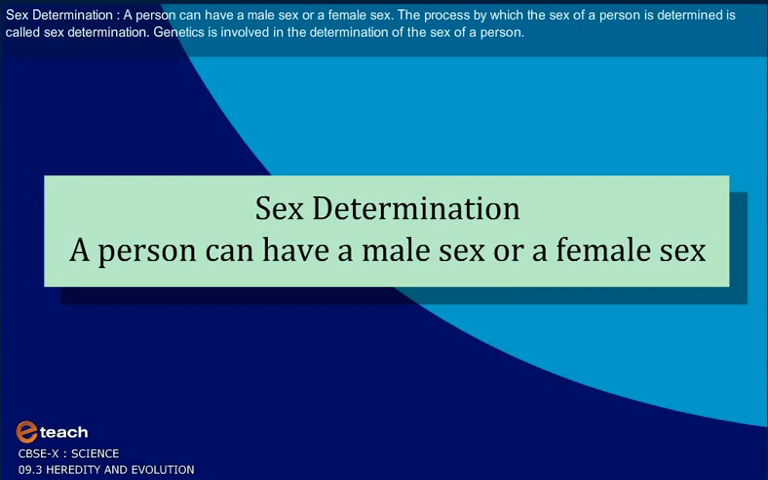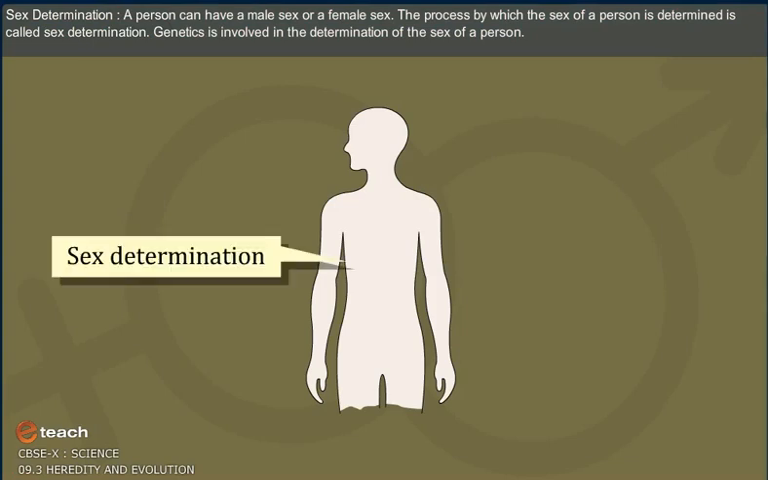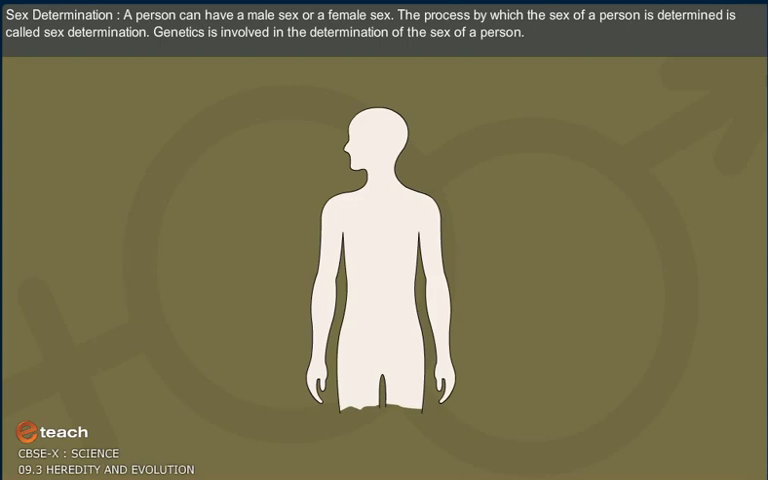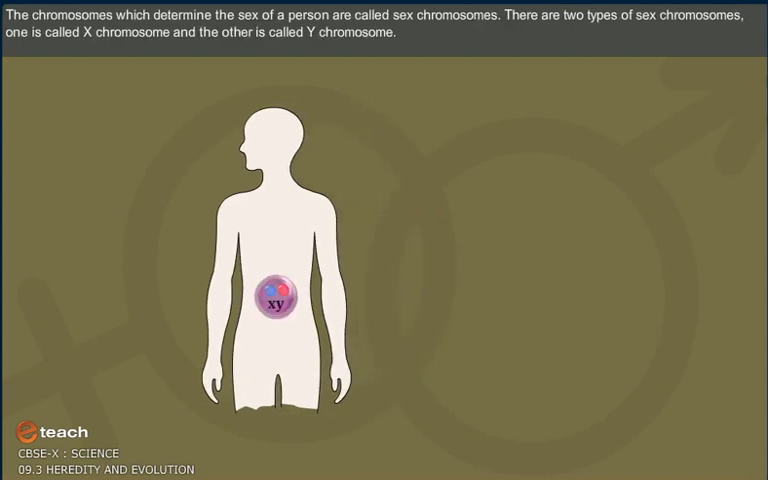Sex determination. A person can have a male sex or a female sex. The process by which the sex of a person is determined is called sex determination. Genetics is involved in the determination of the sex of a person. The chromosomes which determine the sex of a person are called sex chromosomes. There are two types of sex chromosomes. One is called X chromosome and the other is called Y chromosome.